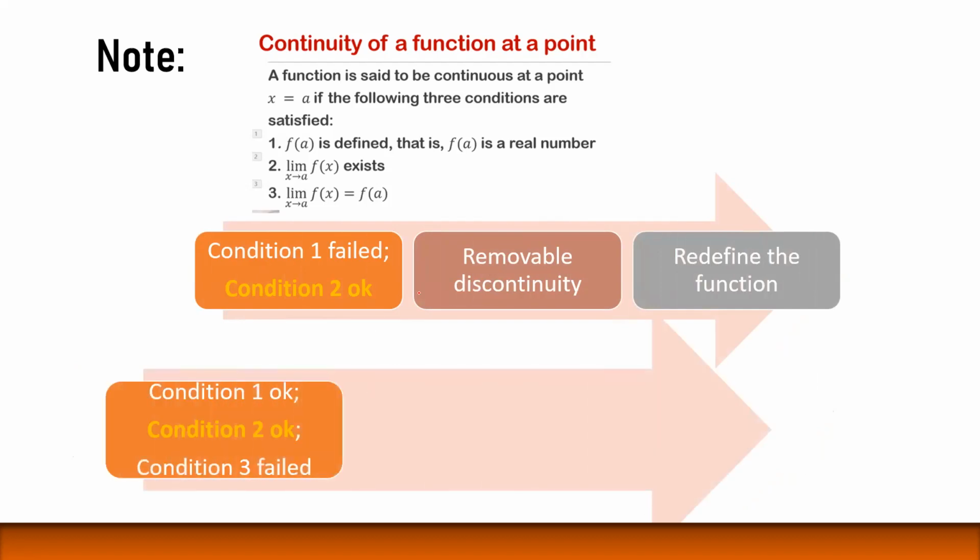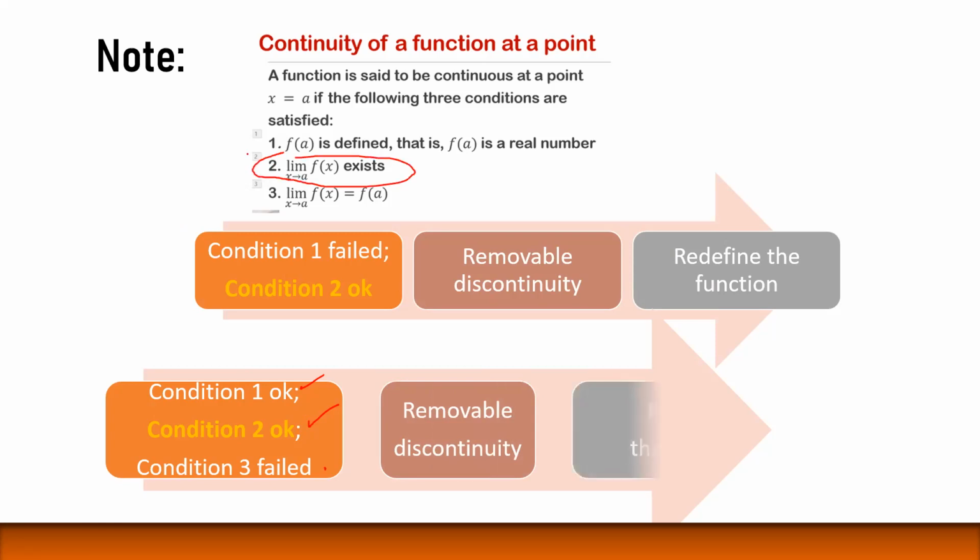Okay. Pag condition 1, okay. Condition 2, okay. Pero pagdating sa condition 3, hindi nag-equal yung dalawa, yung function value at limit value, nag-fail yung condition 3, removable pa rin yung discontinuity. Kasi importante kay removable discontinuity is yung condition 2. Yan. So, that means i-redefine pa rin natin yung ating function. Okay. You can always pause the video if you still want to absorb or digest what I've been saying.